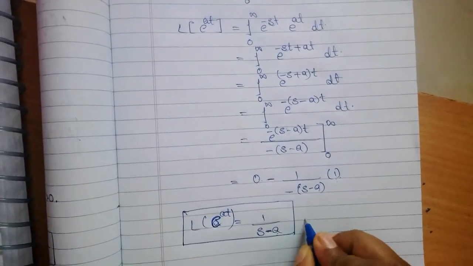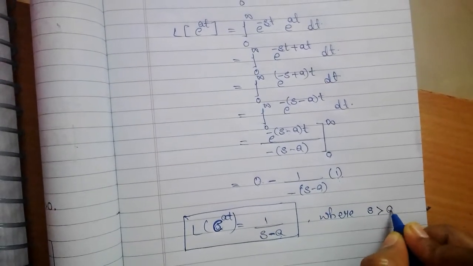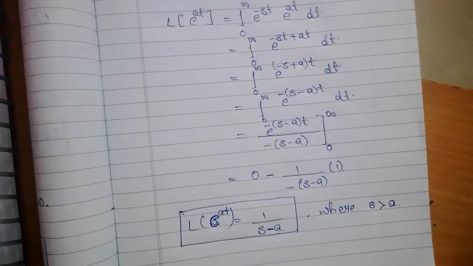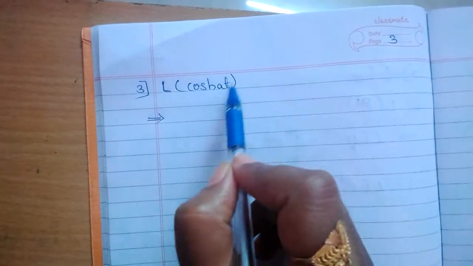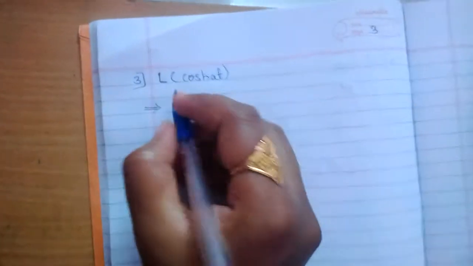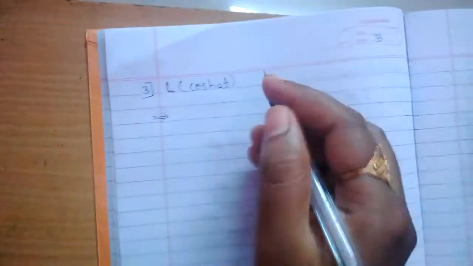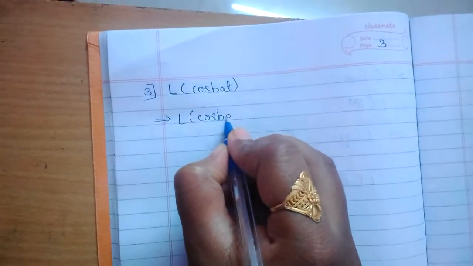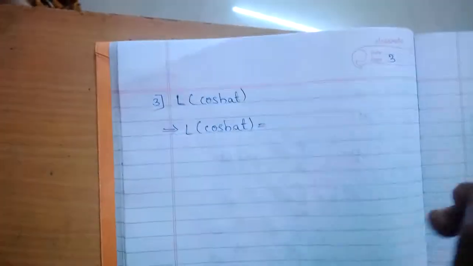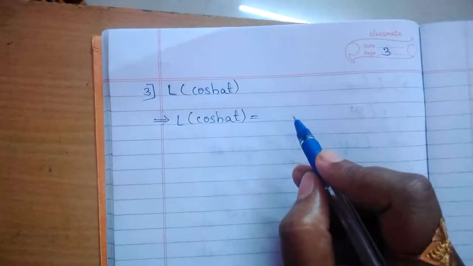And here the condition is s is greater than a. Next one is the third one, Laplace transform of cosh at, meaning Laplace transform of hyperbolic cos at. Next we have to find the Laplace transform of this function. L of cosh at is equal to, we know that to find this one we have to use the basic definition of Laplace transform.